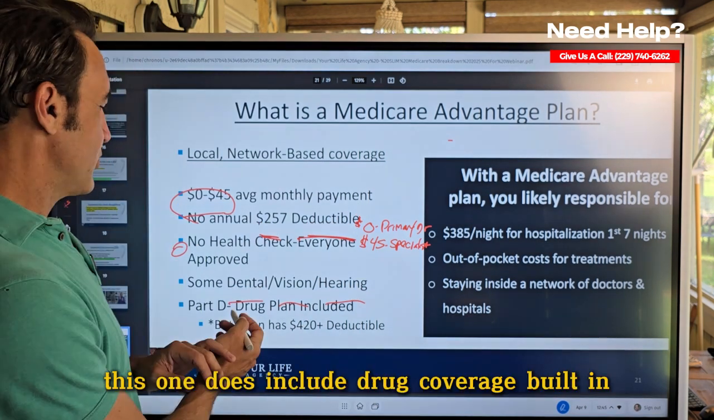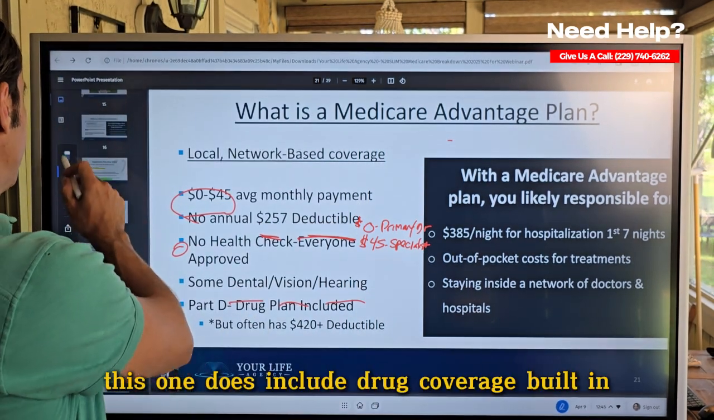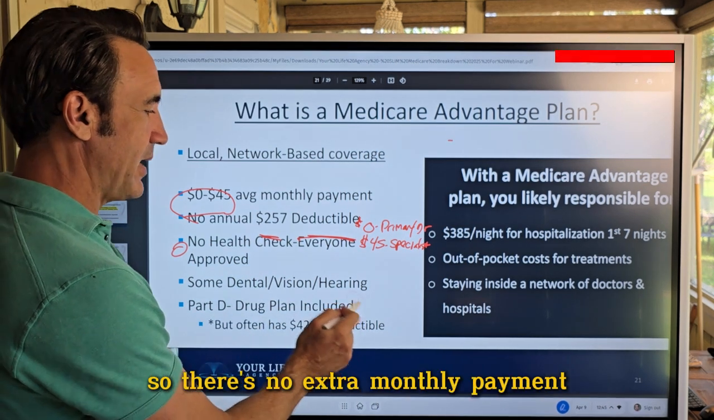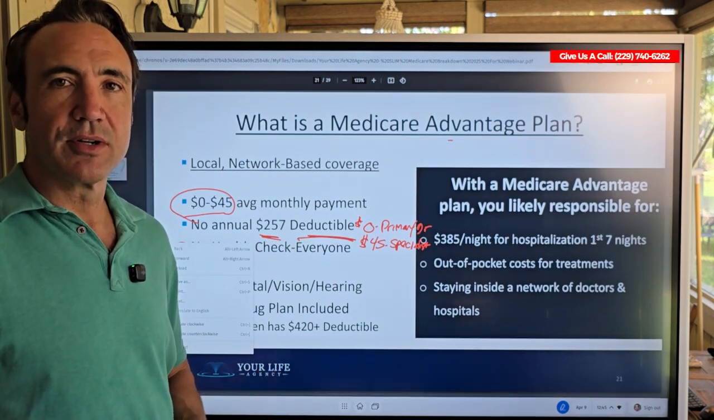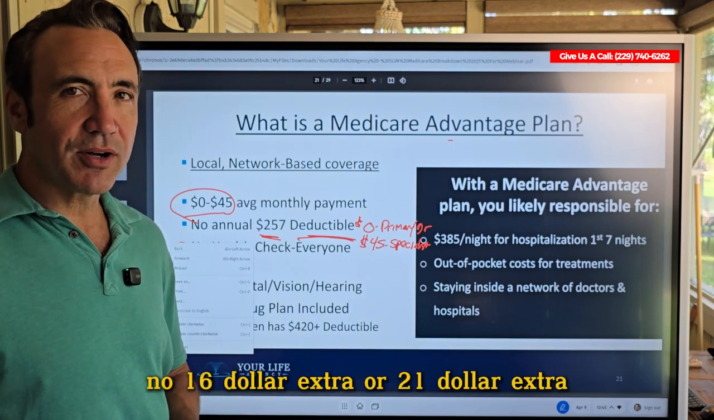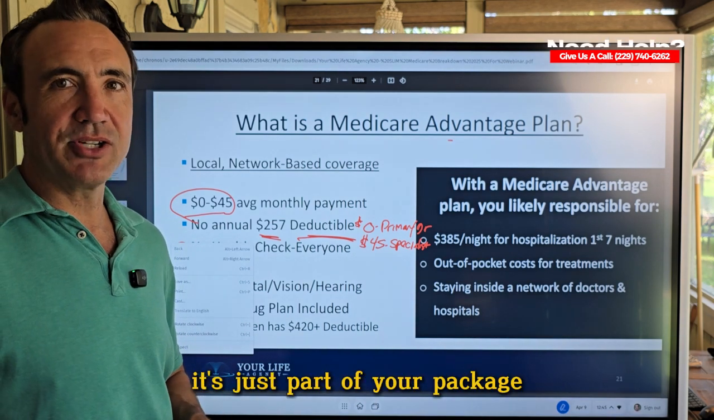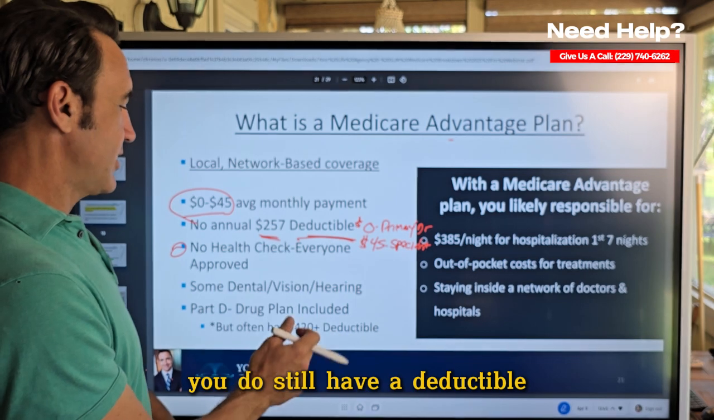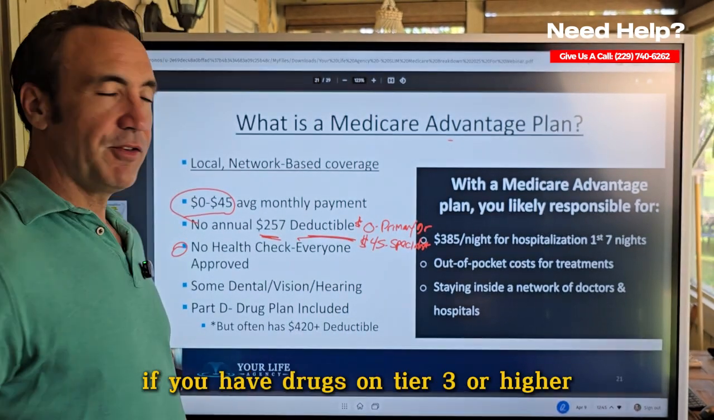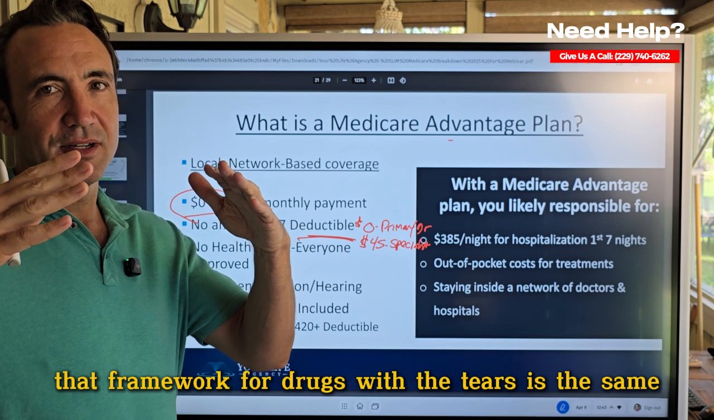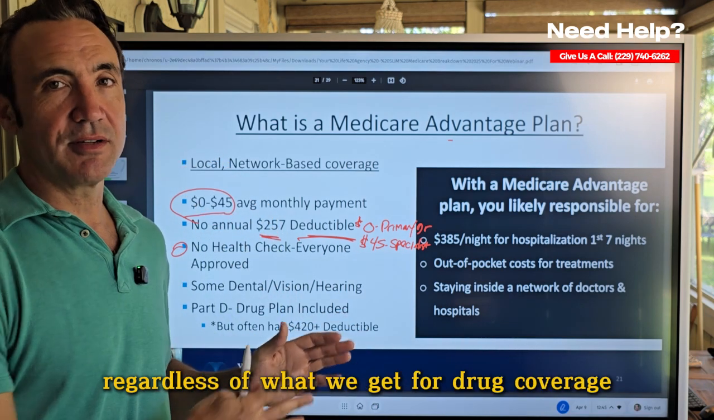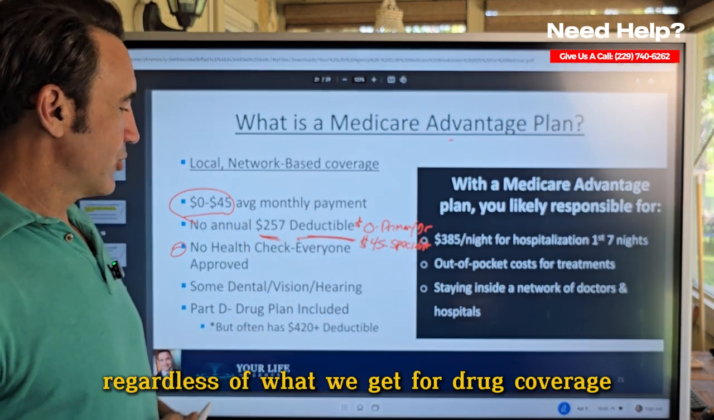This one does include drug coverage built in, so there's no extra monthly payment for adding on drug coverage. No $16 extra or $21 extra. It's just part of your package. You do still have a deductible if you have drugs on tier 3 or higher, because as I said, that framework for drugs with the tiers is the same regardless of what we get for drug coverage.